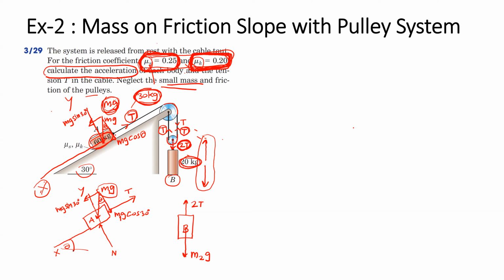Polawat, you are thinking the mass B is going upward, right?